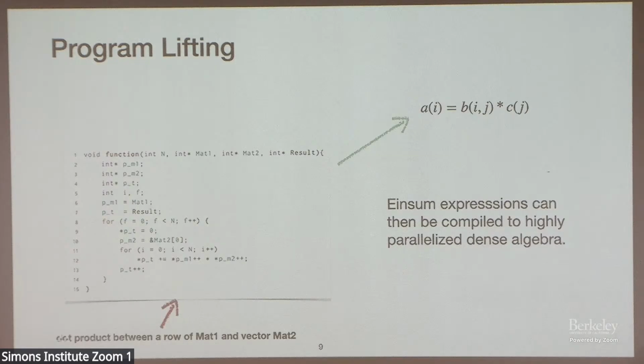To give you an example of the type of problem that we care about, this C function down here is doing the dot product between a row of one matrix and a vector of another matrix. This is what we actually want in einsum notation, which we can then turn into Taco and compile down into something super efficient.